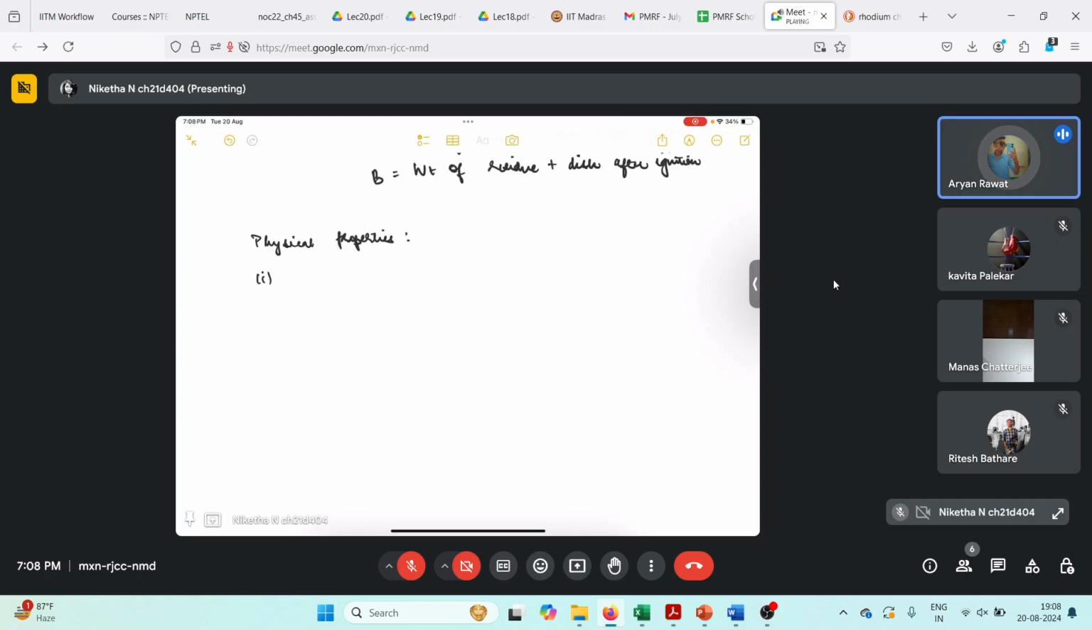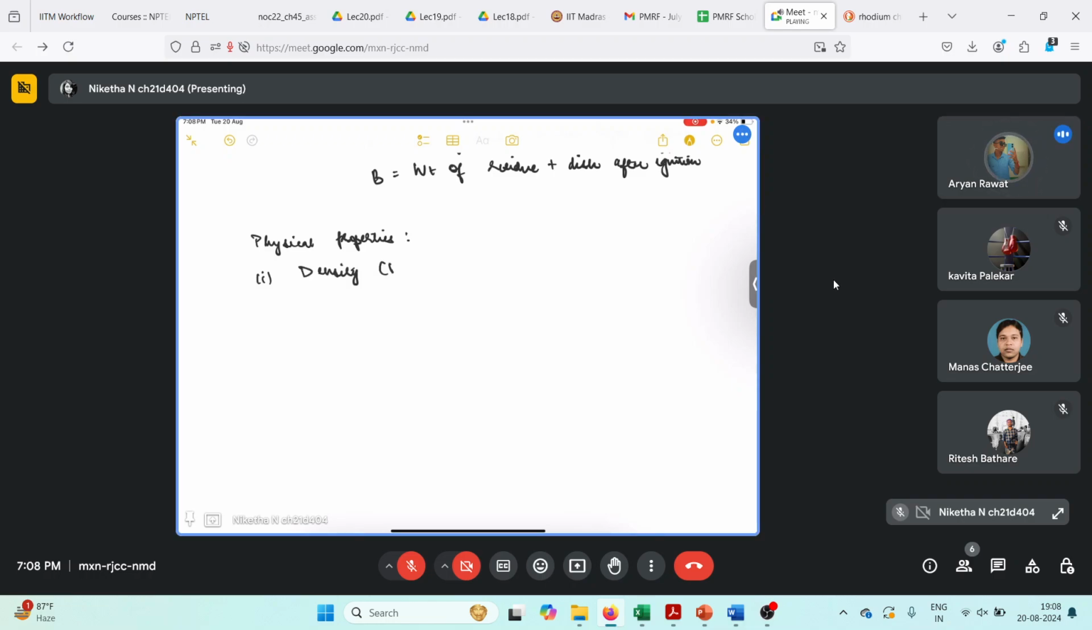Density, ma'am. Density per unit volume, ma'am. You mean mass per unit volume, which is density? Yes, ma'am, mass per unit volume. Yeah. So first is density, which is mass by volume.